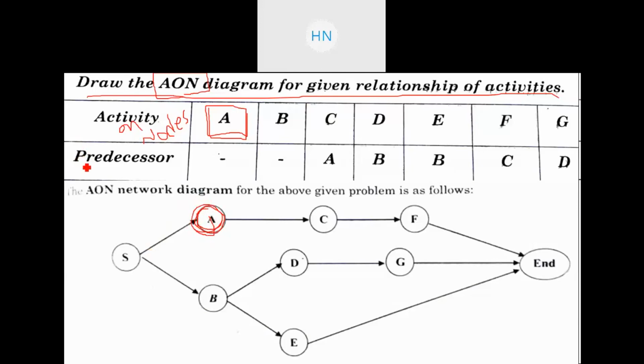Here you need to keep in mind that while drawing the activity on node diagram, you need to draw one circle for this starting activity. This is indicating the start, right? So for that you need to draw one circle as S, that indicates the start, and one circle as N, that indicates the ending. That is by default for activity on node. So here this is the first activity in a circle, that is activity A, which does not have any predecessor activity.